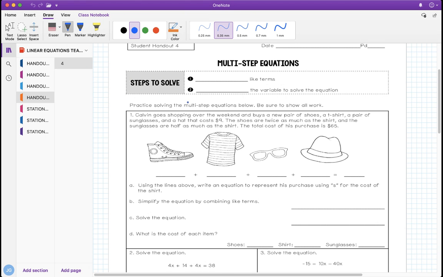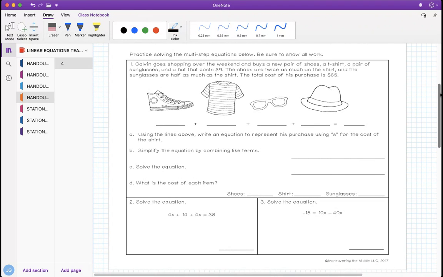All right, so this is a Done with Teacher worksheet. Make sure that you're looking at handout 4 on multi-step equations. Now, these notes I did leave on the top of your worksheet. First thing you want to do when we're solving multi-step equations is to combine any like terms. And then your second step is to isolate the variable to solve equations.